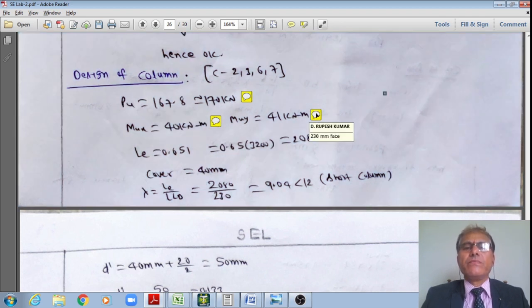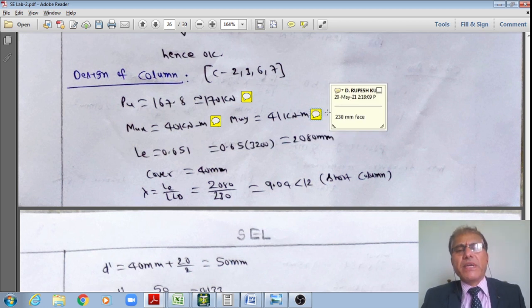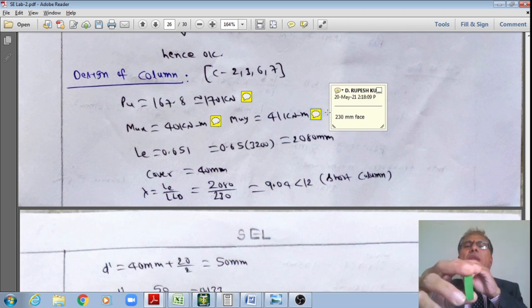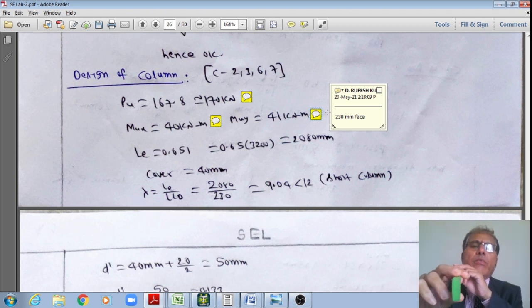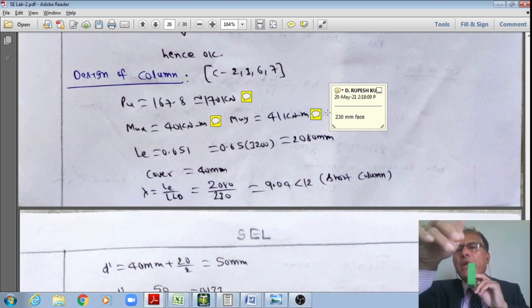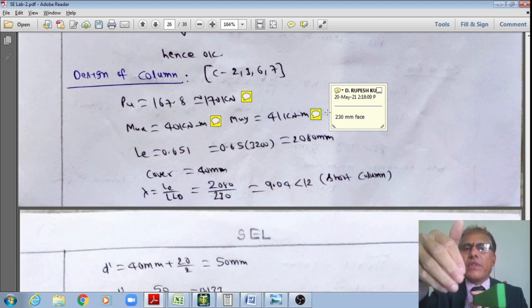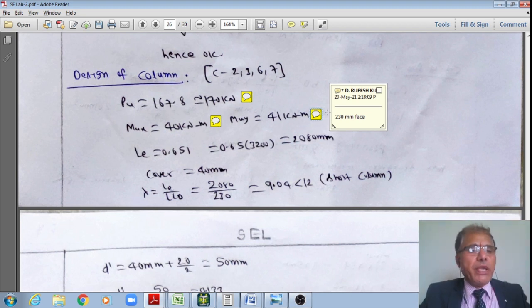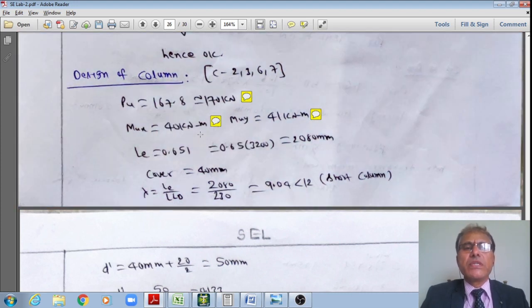Now, similarly, from the transverse direction, right? Even we have analyzed the beam 8 and 9. Therefore, I do have a bending moment of 41 kilonewton meter, right? 41 kilonewton meter, right? Therefore, that will be resisted by the column. Therefore, this is equal to 0, this is equal to 0, and this is equal to 41, right?